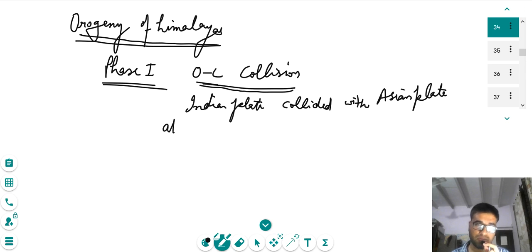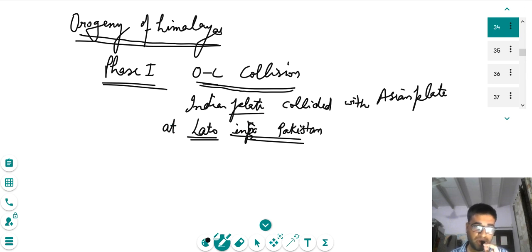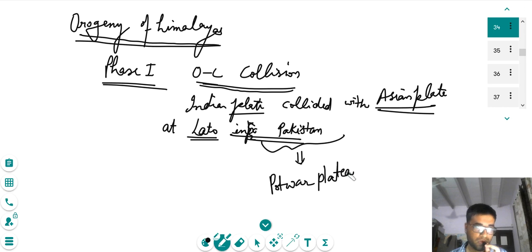At Potwar, or Lato. This Lato is in Pakistan. This collision of the Indian plate with the Asian plate in Lato led to the upliftment of a plateau, the formation of a plateau that is called the Potwar Plateau. Now, how this formed, let us depict it a little bit pictorially, how this happened.